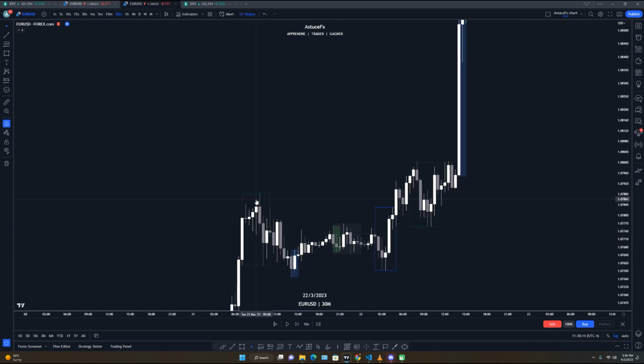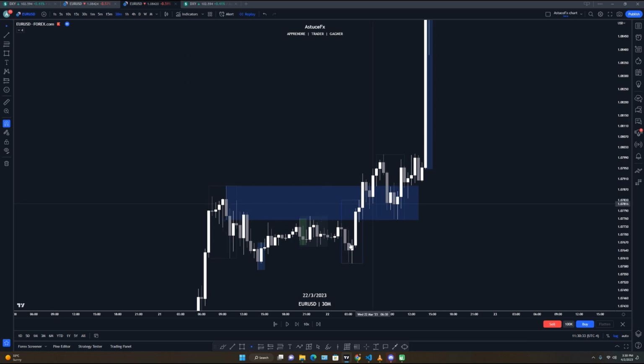So we have this one, which would have been a supply, and price came, tapped, and gave a sell to the downside. So this supply zone can now become a demand zone. Price will now give a pullback. You see price pulls back inside of this, then gives a buy setup to the upside. So this is what they call a breaker. So this would have been a supply, price broke, pulled back, tapped, and this one gave a buy.